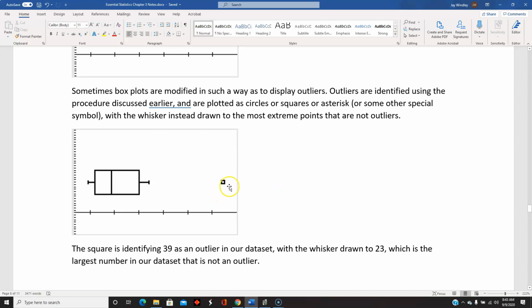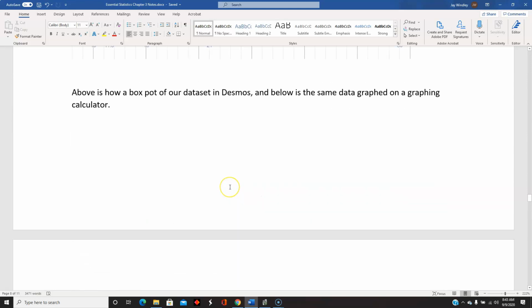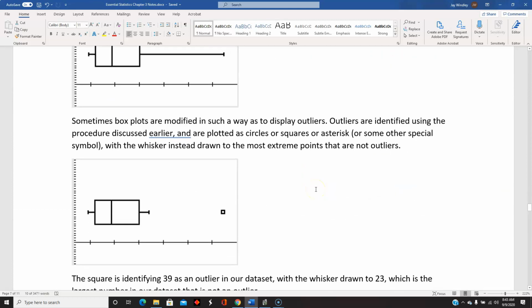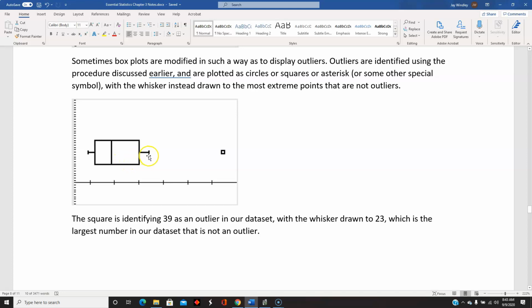Anyways, not only is the 39 identified as an outlier, but this whisker does not go, many people think that the whisker is drawn to this number here, 35.25, which is our upper outlier fence. But no, the whisker is drawn to the biggest number in the data set that's not an outlier. And for our data, that would be the number 23. The number 23 is the biggest number that's not an outlier. So that's where the whisker is drawn to.